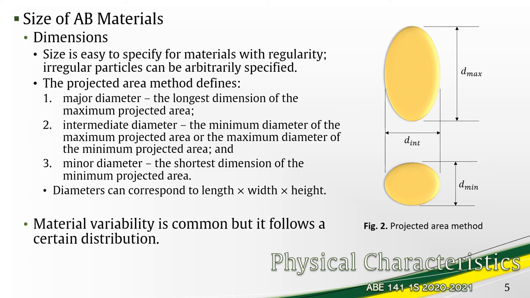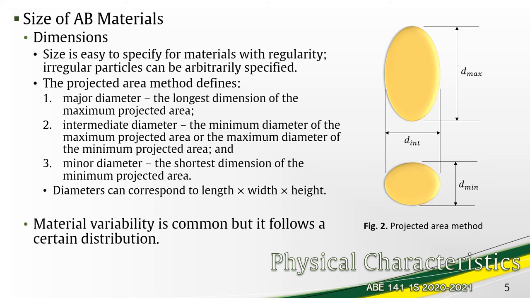For the ellipsoid shown, three diameters, namely the major, intermediate, and minor diameters, are used. The longest dimension of the maximum projected area is the major diameter. The minor diameter is the shortest dimension of the minimum projected area, while the intermediate is in between the two. The schematic diagram of the measurements is provided for reference.